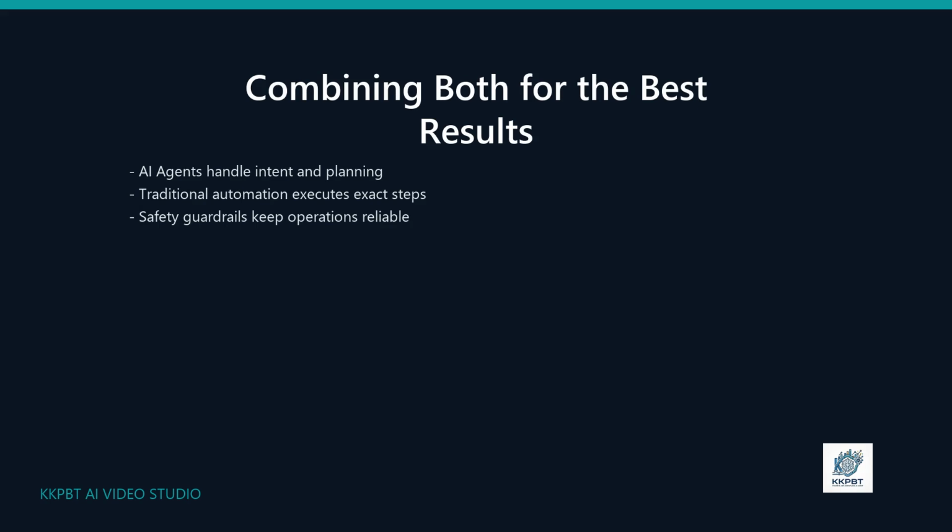But here is the cool part: real companies actually use both together. Traditional automation handles exact, critical tasks where zero mistakes are allowed, like processing a credit card payment. Meanwhile, the AI agent handles the complex decision-making and smart planning. Together, they create powerful systems.